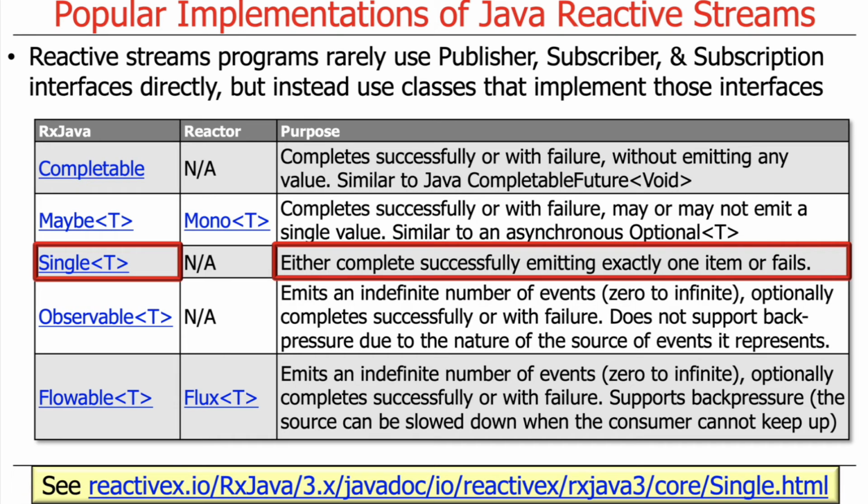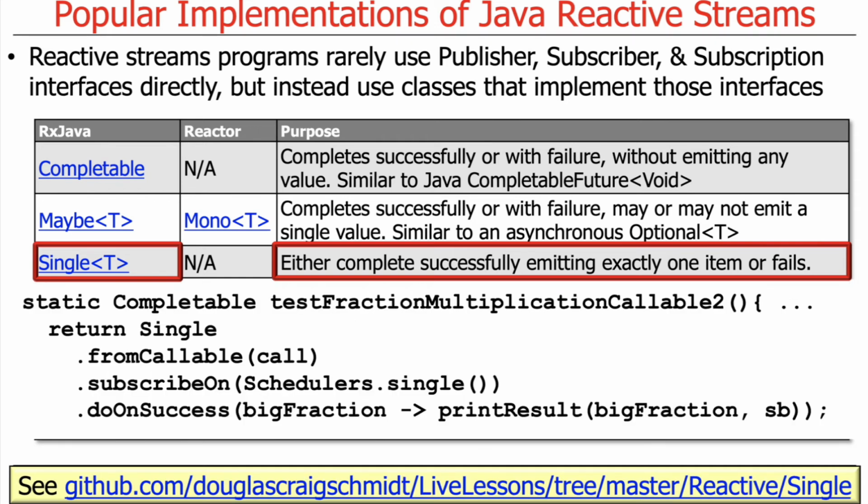RxJava has a lot more classes. It has something called a single, which is very similar to a mono, which will either complete successfully or basically emit either one item or it will fail. And here's a very simple example where we're going to emit some call that we make, and we're going to subscribe this to run in the background thread, and we're going to go ahead and print the results in the background.